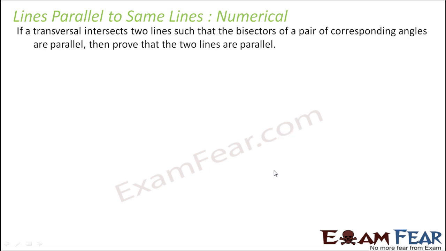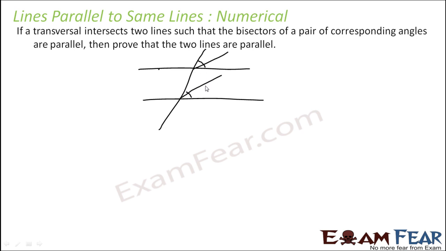The question says that if a transversal intersects two lines, so there are two lines, and there is a transversal intersecting them, such that the bisectors of the pair of corresponding angles, let's take these two as a pair of corresponding angles, and their bisectors, and these bisectors are parallel. So L is parallel to M given, and let's mark these angles 1, 2, 3, 4. And since they are bisectors, angle 1 is equal to angle 2, angle 3 is equal to angle 4. These are all given items.